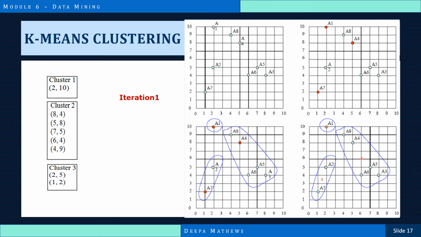Using these x comma y coordinates, all the 8 points are depicted, and among the 8 points, 3 are selected, A1, A4 and A7, shown in red in color. Then we are computing the centroid. Based on that centroid value, we got 3 clusters. In the first cluster we have only one element, A1, in the second cluster we have 5 elements, A8, A4, A5, A3 and A6, and in cluster 3 we have 2 elements, A2 and A7. This is the diagrammatic representation after the first iteration of the algorithm.